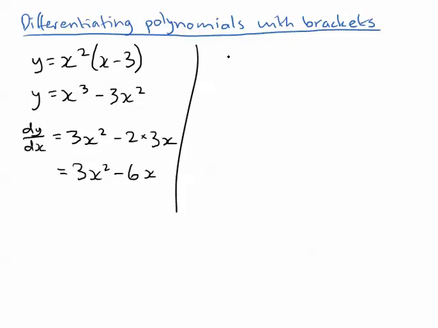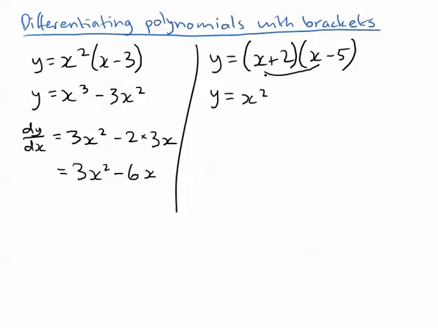Let's do one more. If we have y equals x plus 2 times x minus 5, so again we're going to have to multiply out the brackets before we start differentiating. And if we multiply out the brackets here, we multiply that by that, which gives us x squared, and now x times negative 5 is minus 5x, and then 2 times x is plus 2x, and finally we've got 2 times minus 5, which gives us minus 10.